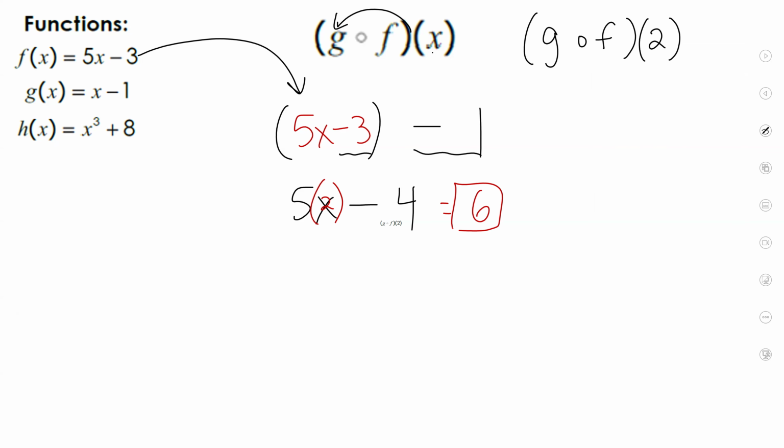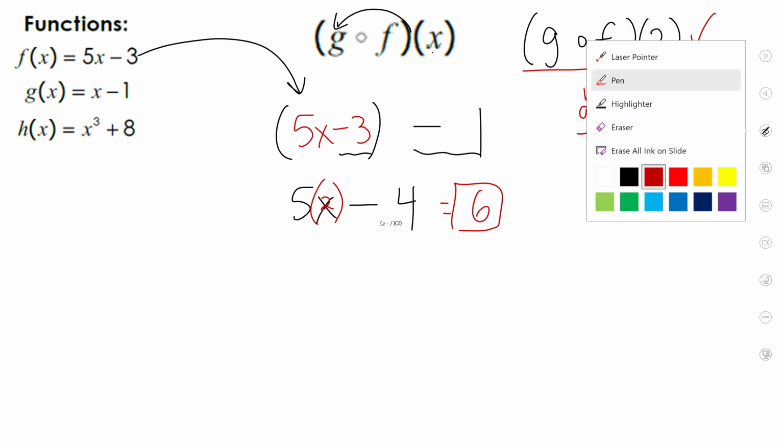You might see it written like this, or you'll see it written like this. You put a 2 inside of the f. You put the f inside of g. You might see it written like this. You might see it written like this. Okay? What this means is you put the 2 inside of f. You put that answer inside of g.